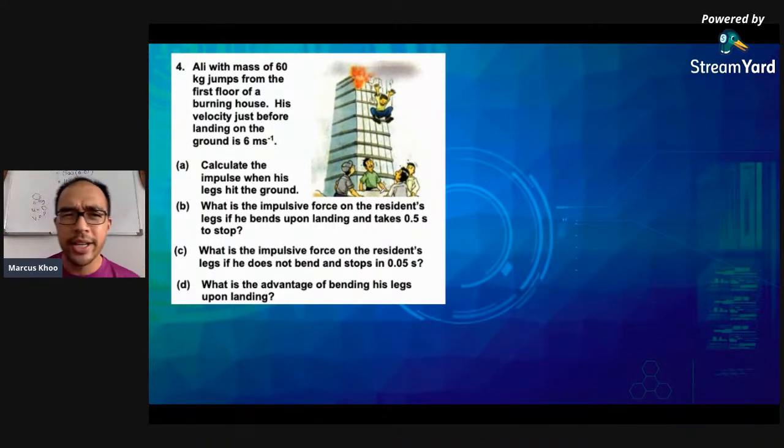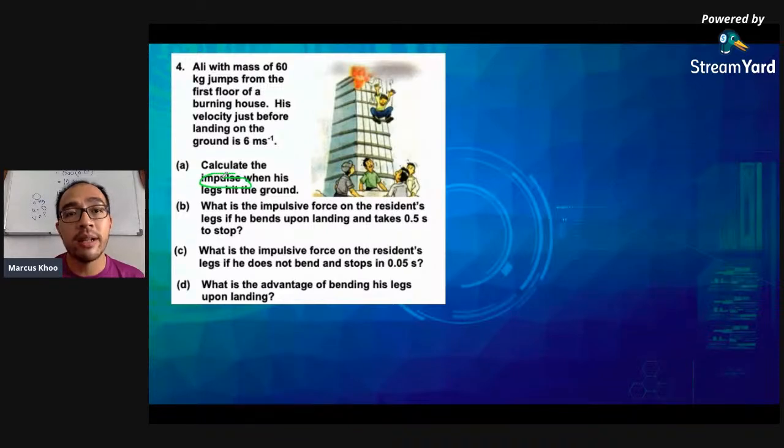Now this is something that I don't recommend anybody would do unless your house is burning. If your house is burning, please don't go looking for trouble and just jump out of the window just because you want to test and see. But okay, let's see. Calculate the impulse when his leg hits the ground.